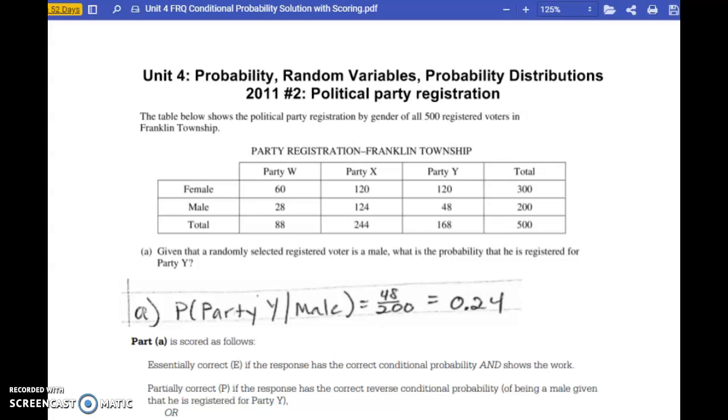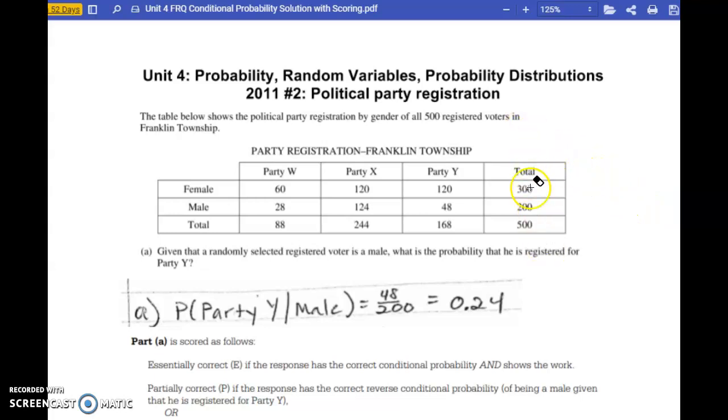Hey everyone, I want to go over the Unit 4 FRQs on probability. And here's the first one that was posted. This was from the 2011 exam, question number 2. It gives you a two-way table of political party registration by gender for 500 registered voters in Franklin Township. And we've seen many of these two-way tables.